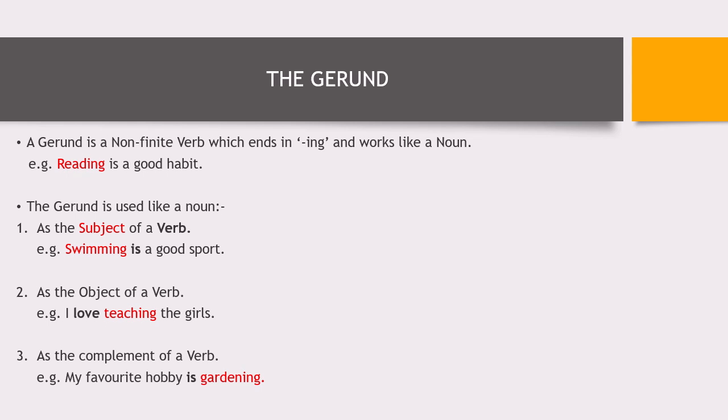2. As the object of a verb. For example, I love teaching the girls. Teaching is the object of the verb, love. 3. As the complement of a verb. For example, my favorite hobby is gardening. Gardening is the complement of the verb, is.